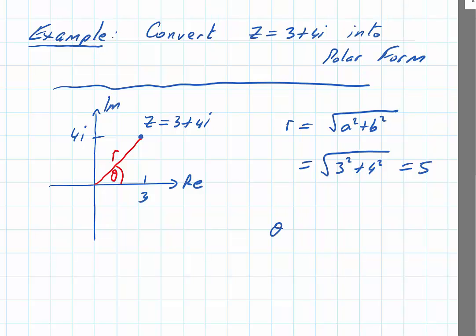And theta is equal to the inverse tan of b over a. So if we go back to our triangle for a sec, b, the distance there is 4 and the distance there is 3. So it's the inverse tan of 4 over 3.